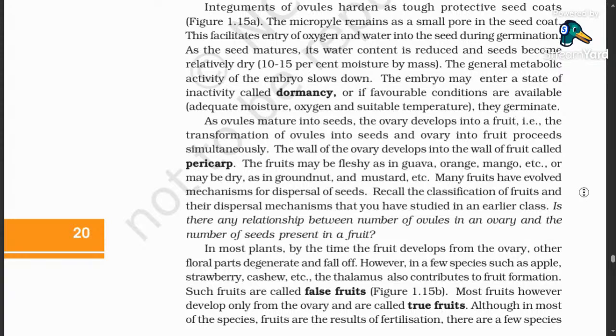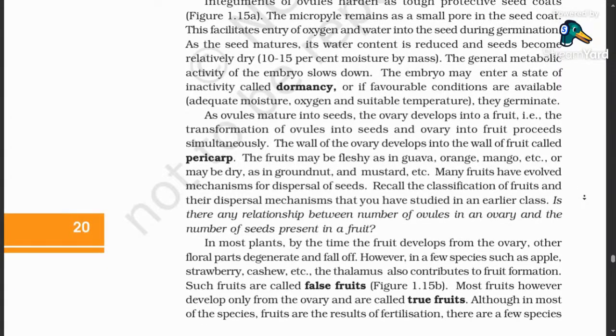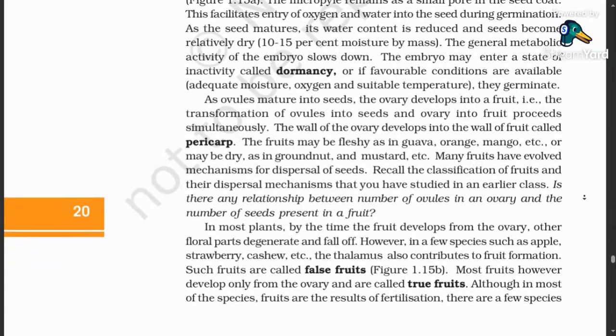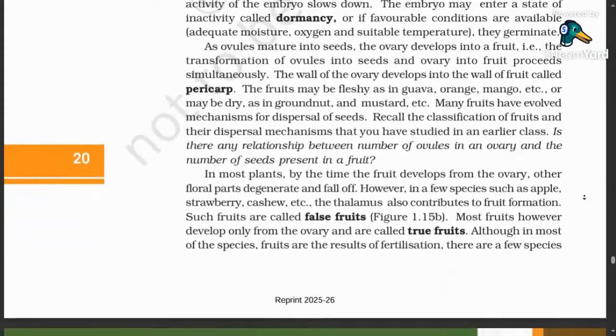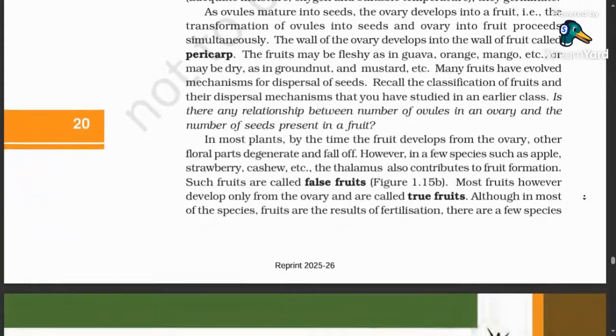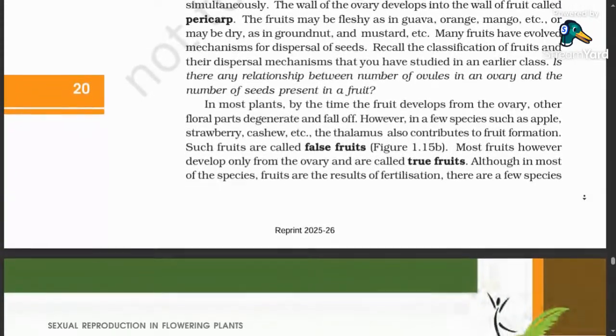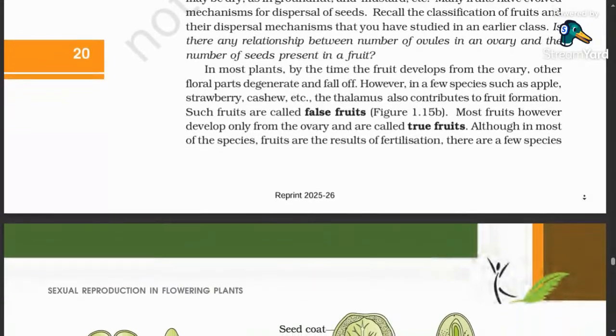In most plants, by the time the fruit develops from the ovary, other floral parts degenerate and fall off. However, in a few species such as apple, strawberry, cashew, etc., the thalamus also contributes to fruit formation. Such fruits are called false fruits. Most fruits, however, develop only from the ovary and are called true fruits.